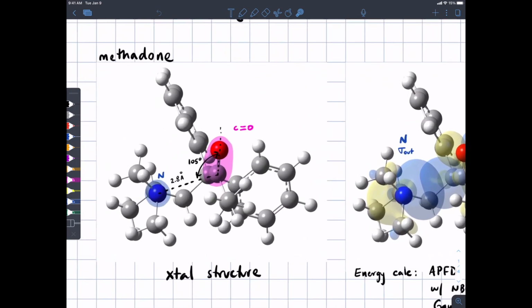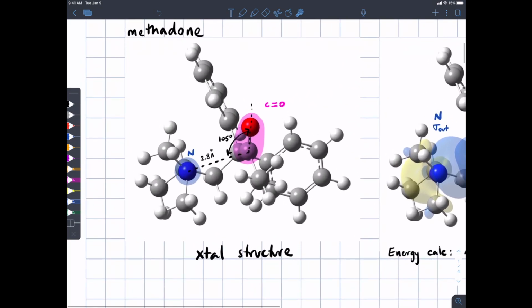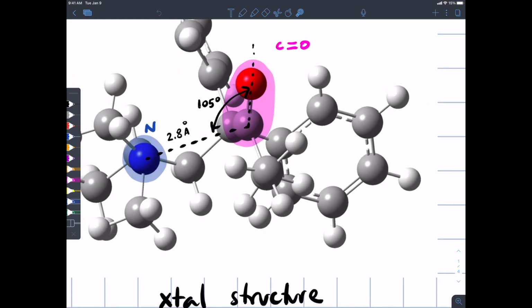So here's an example. You've heard of methadone, which I think is what they give you when you're trying to overcome heroin addiction or something like that. In any case, it's got this tertiary nitrogen. Is that tertiary? No, not quite. I'm struggling to see. No, it is. 1, 2, 3 methyl groups, or 3 alkyl groups. And that nitrogen is really, really close to this carbonyl oxygen. In fact, if you measure that distance, it's about 2.8 angstroms, which is getting on the close side of maybe actually being a bonding interaction.